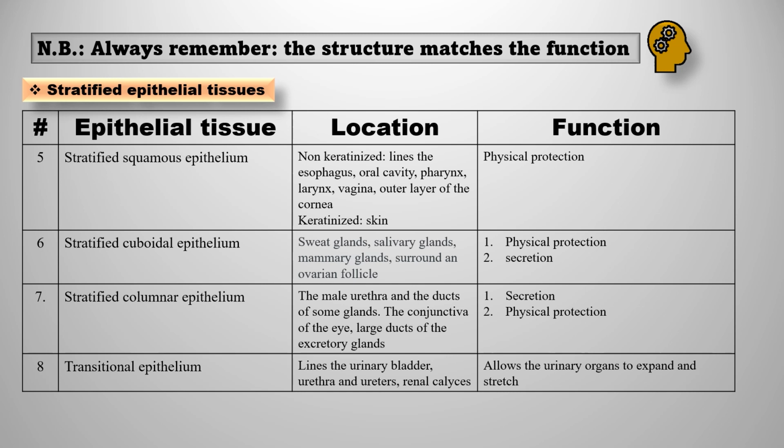Transitional epithelium could be found lining the urinary bladder, urethra, and the ureter, as well as the renal calyces. It allows the urinary organs to expand and stretch. And you remember our talk about the transitional epithelium.